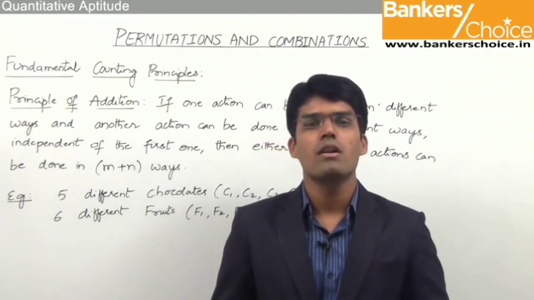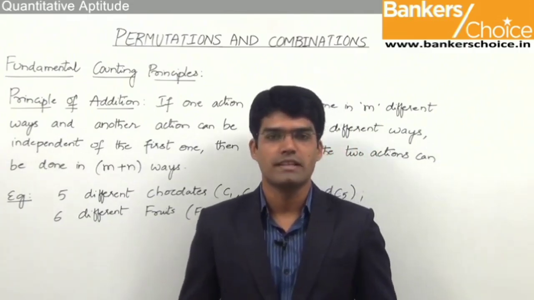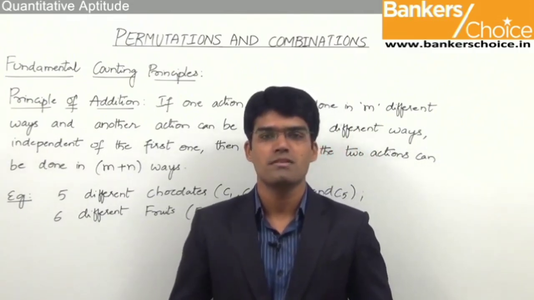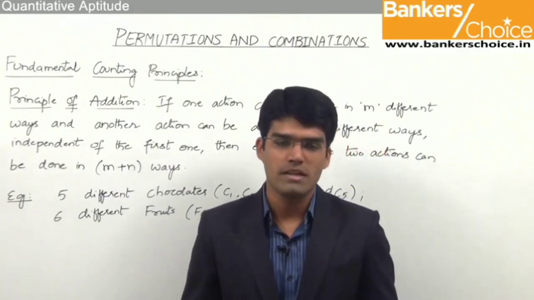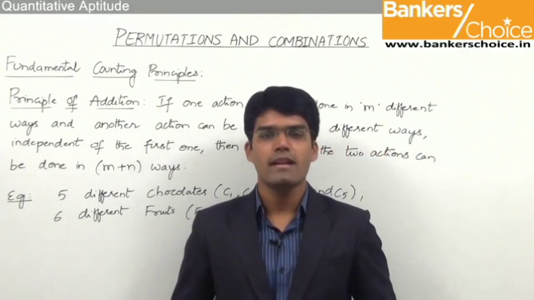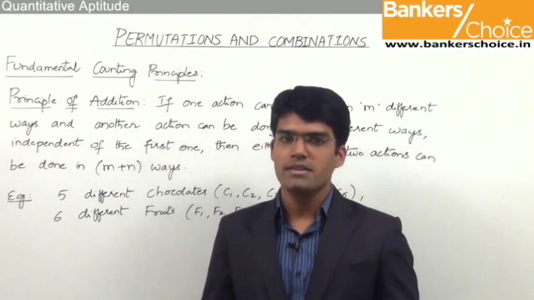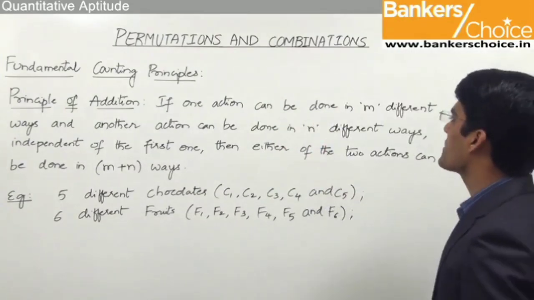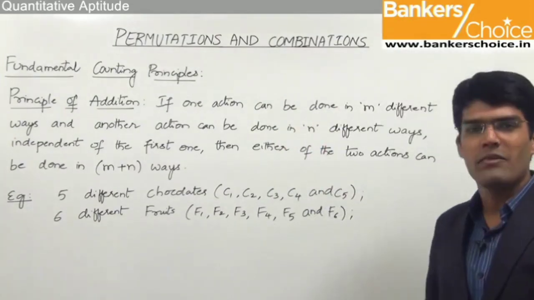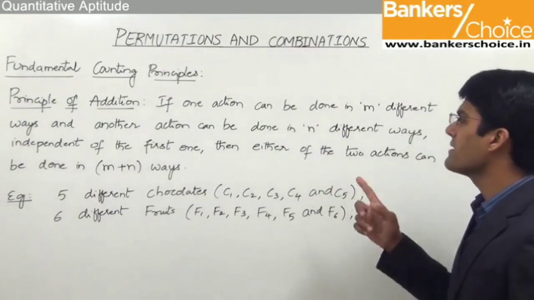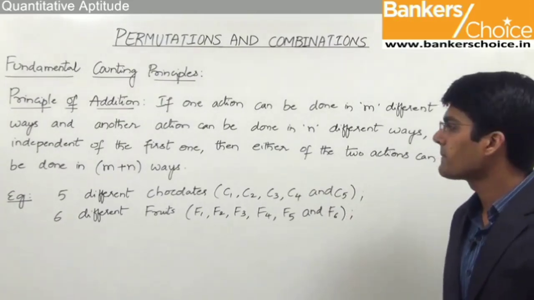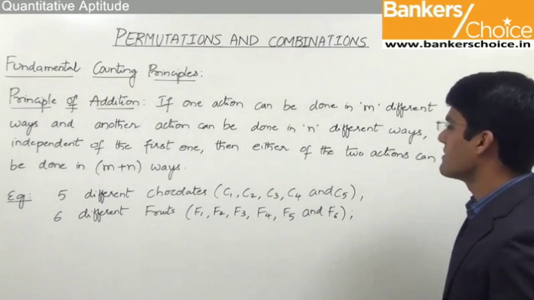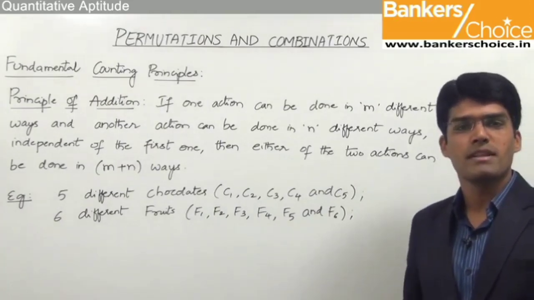These principles are called fundamental principles of counting, and there are two principles of counting. One is the principle of addition and the second one is the principle of multiplication. Let us first look at what is meant by the principle of addition. If one action can be done in m different ways and another action can be done in n different ways independent of the first one, then either of these two actions can be done in m plus n ways.